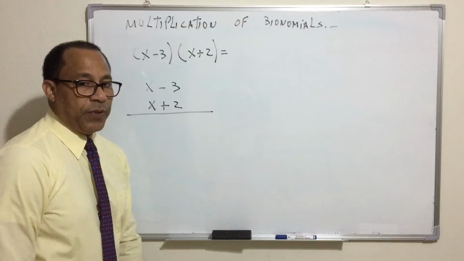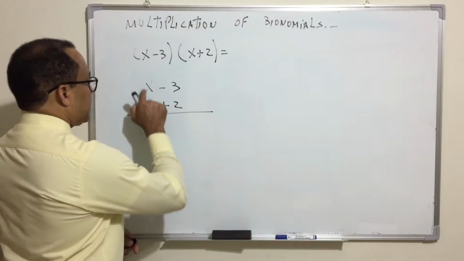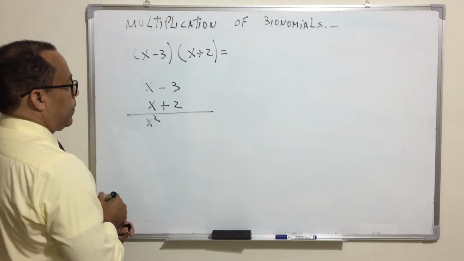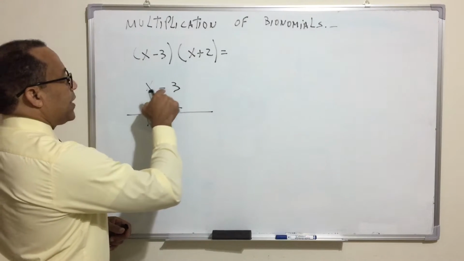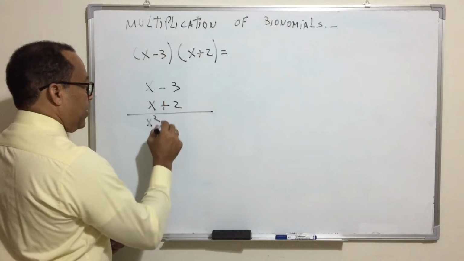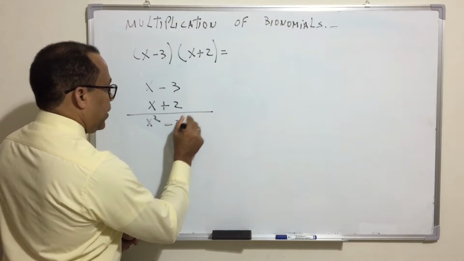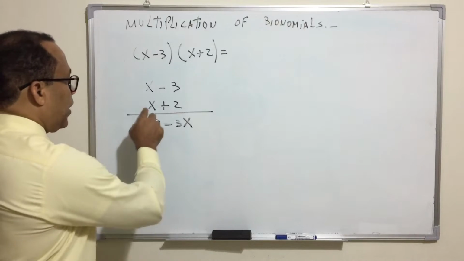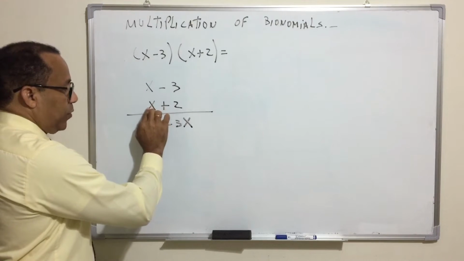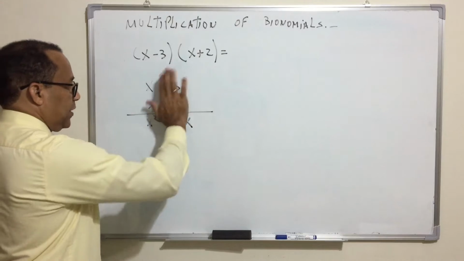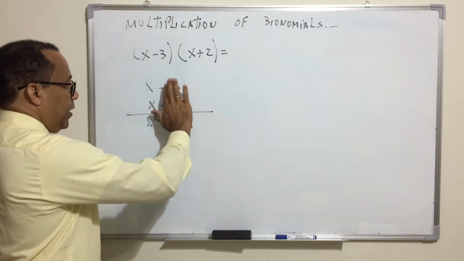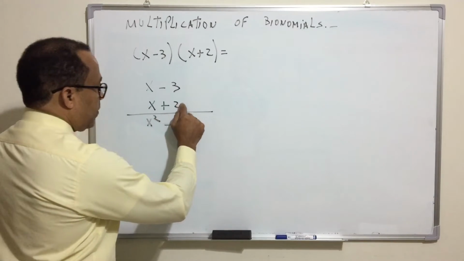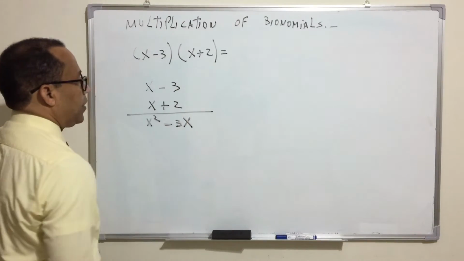Let's begin with the multiplication. This is x times x, x to the second power. X times negative 3 equals negative 3x. Have you already finished the multiplication with this term? So that's it. I already finished with that. Now I'm taking this term. I'm going to multiply this term by the two terms up.